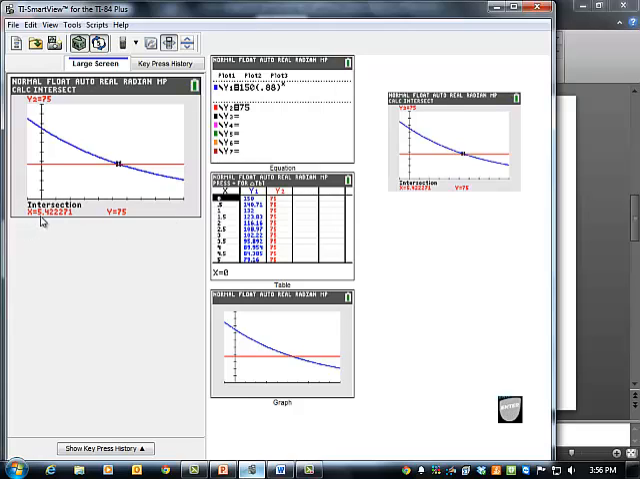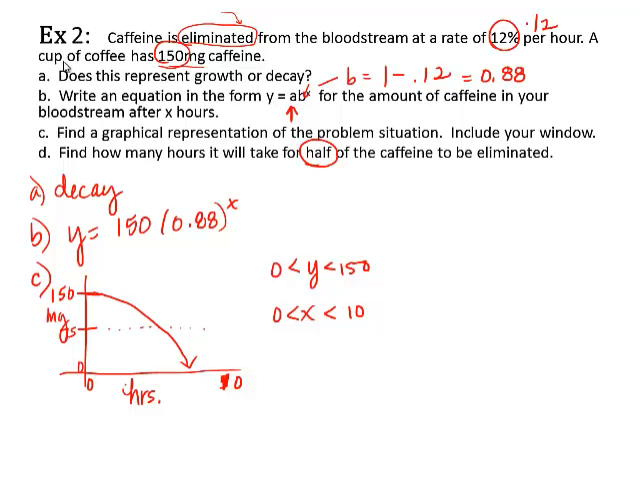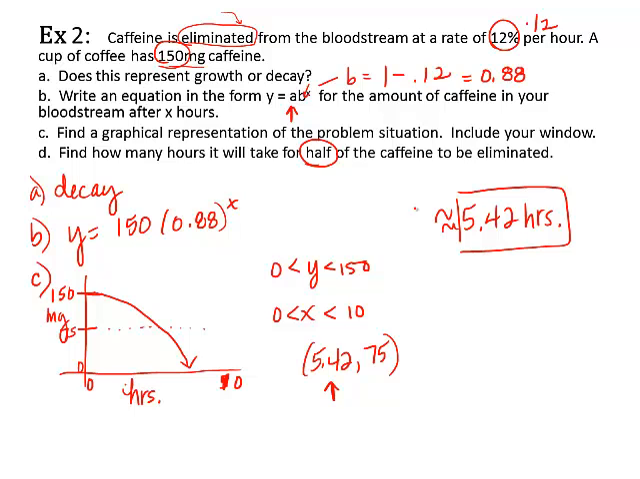If you look at that, it says 5.42 hours. That's when the amount of caffeine is cut in half. So 5.42 hours. Okay, so we found our intersection at 5.42, and that's where y is 75. So this is our time. So we say at approximately 5.42 hours, the amount of caffeine is cut in half.